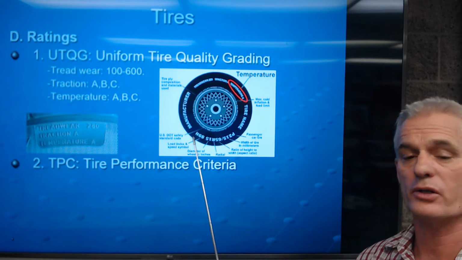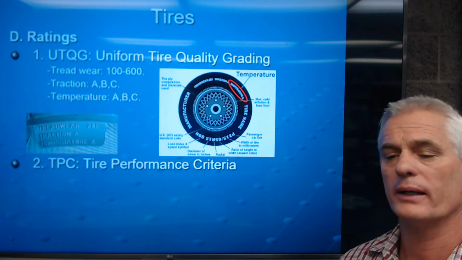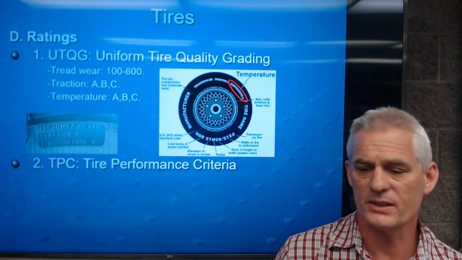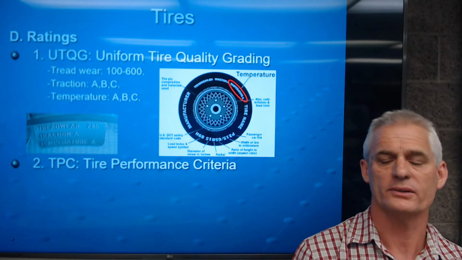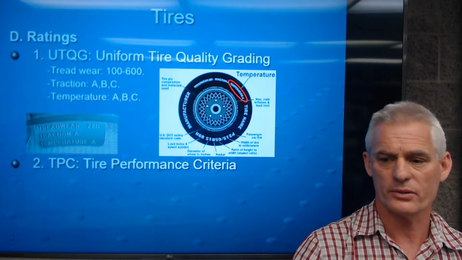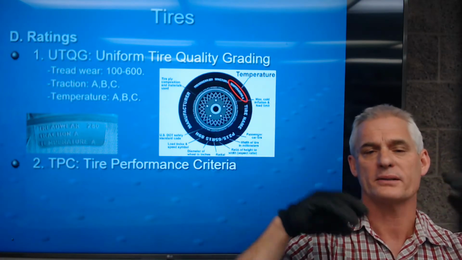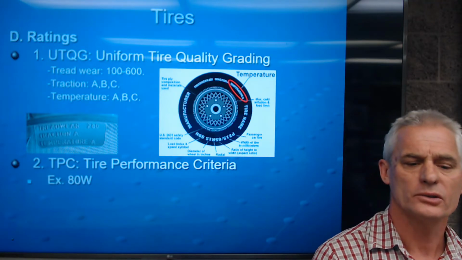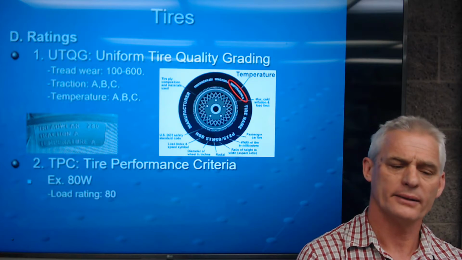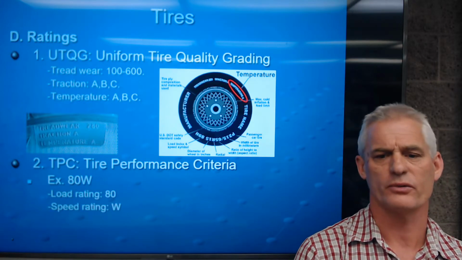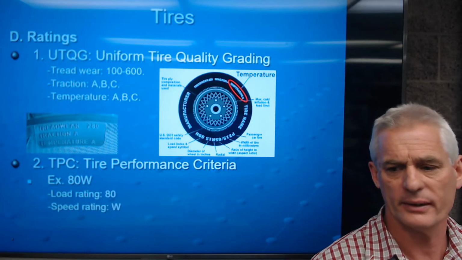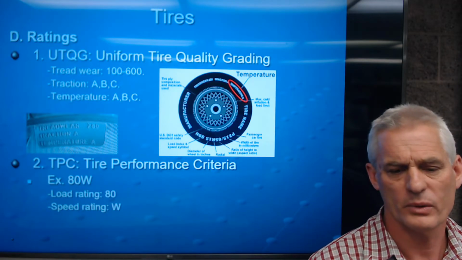And the H on a chart refers to how fast it can go at a sustained 30-minute speed and not overheat. Because tires, when they go fast and they get hot, will eventually start to come apart. They'll basically start to delaminate. So here's an example of 80W. 80 is the load rating, and the W is the speed rating. And those refer to numbers on a chart that we can look up and know what their exact units are, etc.